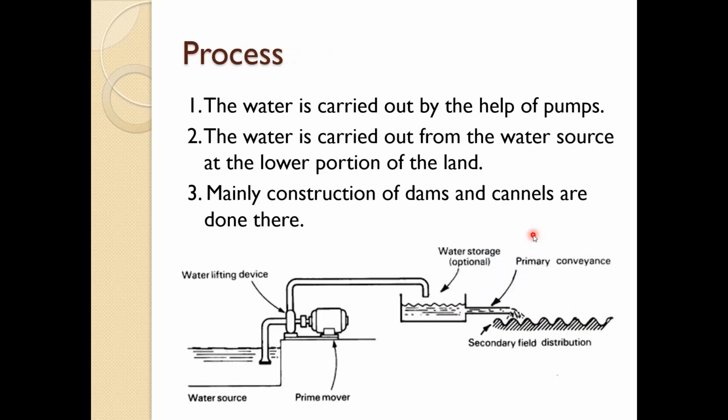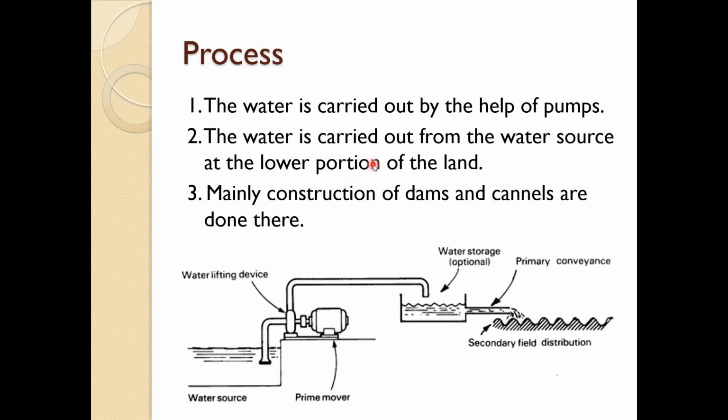Now the process, the water is carried out by the help of the pumps. Here you can see this is the water source, we are carrying the water, and this is the water storage, that is optional. In some cases, as we have seen already, the water pumps are started, and water is directly fed to the particular consumer, or the field or the crop.